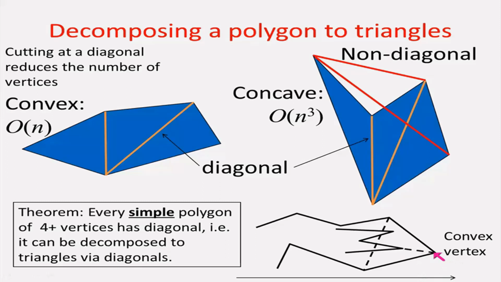An algorithm based on this idea would search for diagonals, and having found one, the polygon would be cut into two, for which the same algorithm is executed recursively until all polygons become triangles. This algorithm has cubic complexity. Fortunately, there is a simpler and more efficient algorithm for triangulation.